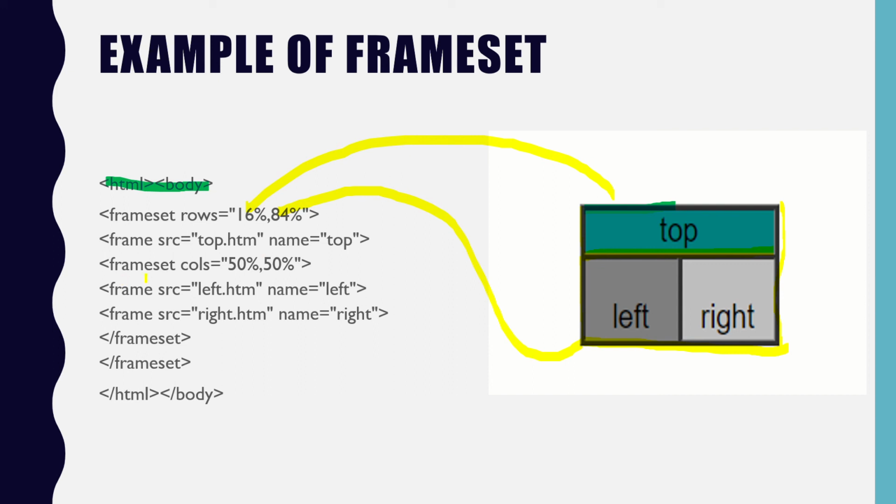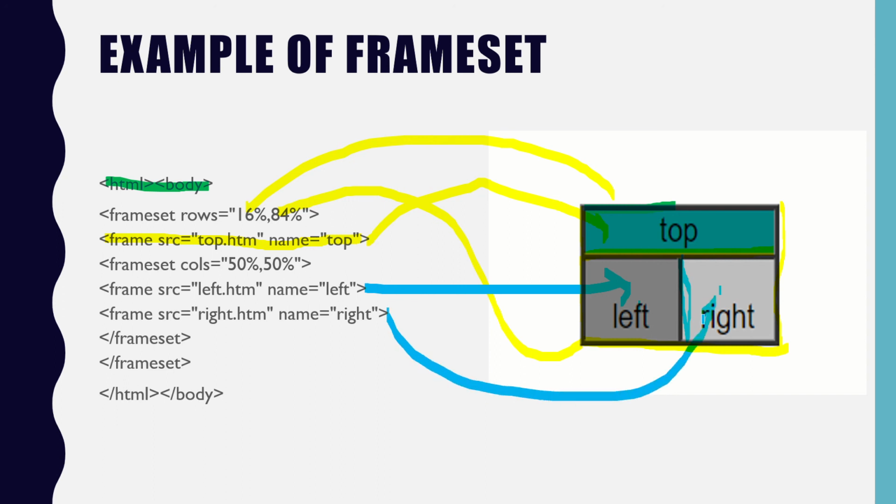Now moving towards the next one. In the first frame, that is of 16, I have assigned one file, that is top.htm, and the name is top. So this particular thing is displayed over here. Now again I have divided the rest, that is 84% of the screen, into two columns, 50-50. Here are the two columns. In the first 50, I have given the file to be opened, left.html, and the name is left. In the remaining 50, I have given right.html, whose name is right. So it will be displayed over here.